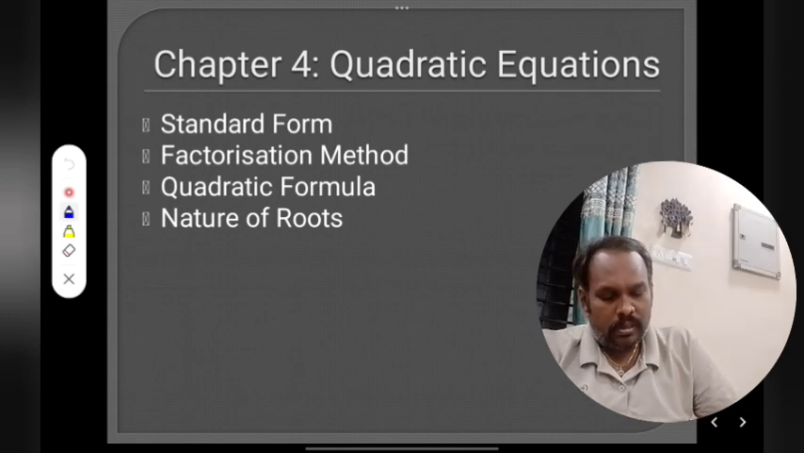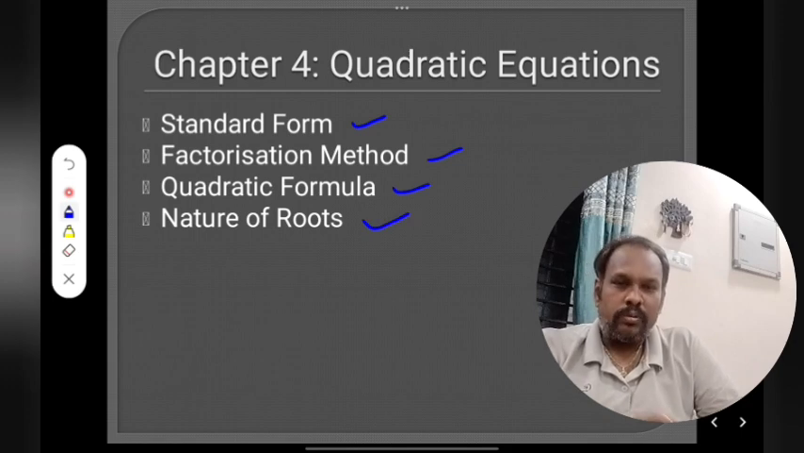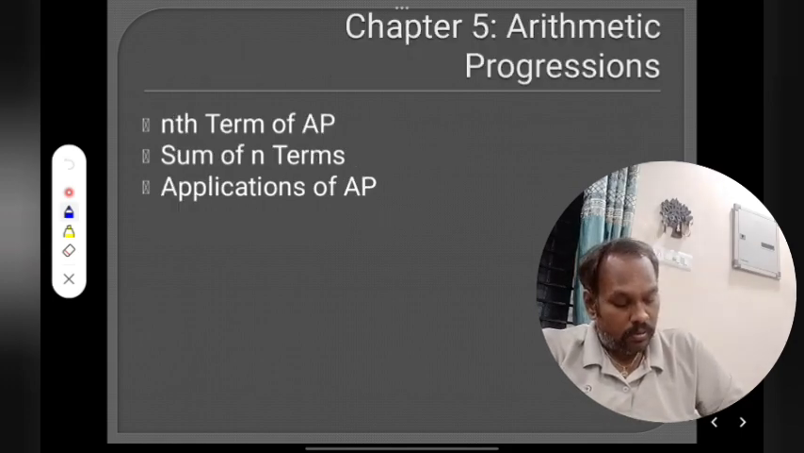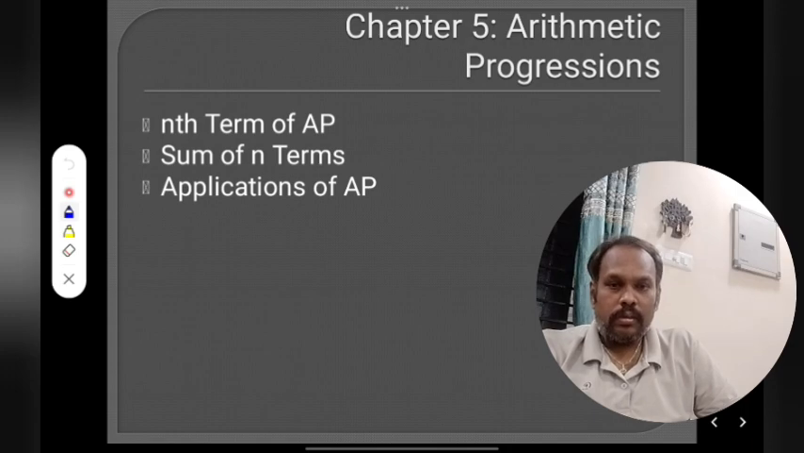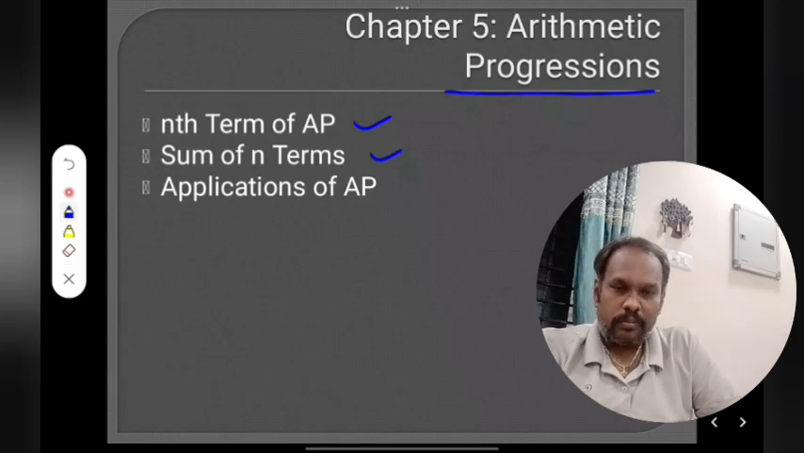And fourth chapter, quadratic equation. In this quadratic equation, you have to learn standard form, factorization method, quadratic formula and nature of the roots. Topics wise, you have to identify whether you learn or not learn or need to learn. You have to identify that. And now chapter 5, arithmetic progressions. In this, nth term and sum of n terms and applications of arithmetic progressions. This you need to learn.